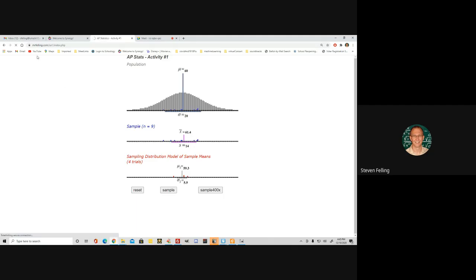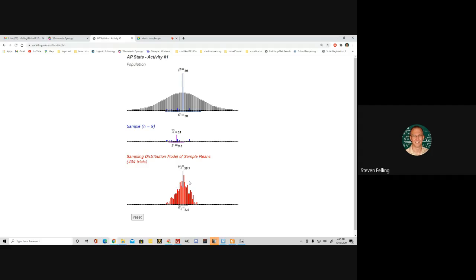If I were to do that, I've got another button here that says sample 400 times. That means take 400 separate samples of 9 each time with replacement. If I press that button, it's going to add 400 red dots on here. Each one of these red dots is a different mean of a different sample. And it makes sense that they all center around the real population mean. If the actual average in the population is 60, it makes sense that these should all be coalescing around 60.